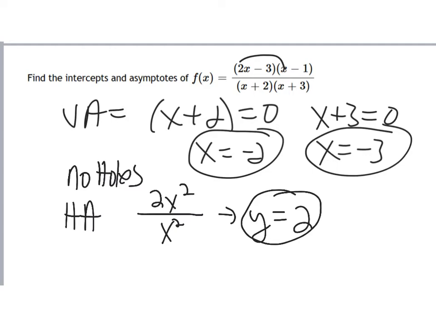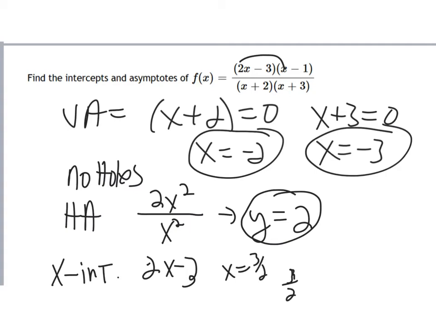Then we're going to find the x and y intercepts. The x-intercepts are where the function equals 0. Let's write x-int. That's where the numerator equals 0, right? So where does 2x minus 3 equal 0? It happens at 3 over 2, so at the point (3/2, 0), 1.5, there's an x-intercept. And the other one happens where x minus 1 equals 0. Well, that happens when x equals 1. So there are the x-intercepts.